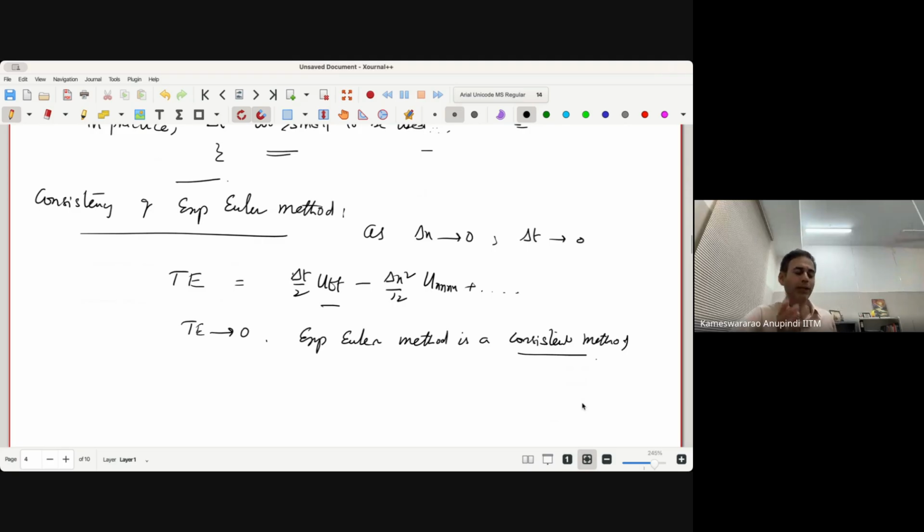Now, do you expect a method to be inconsistent? You may wonder, like, why will any scheme be inconsistent? Do you think any method can be inconsistent? If it is inconsistent, how might the truncation error look like? Can anybody guess?